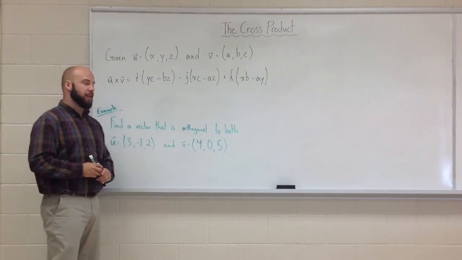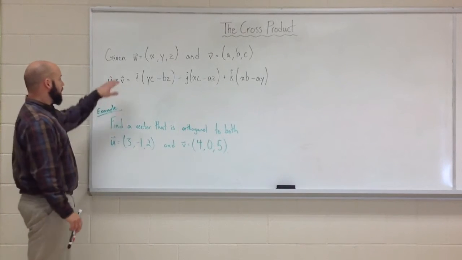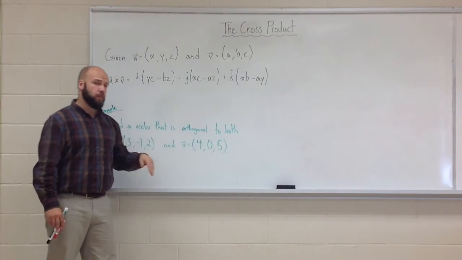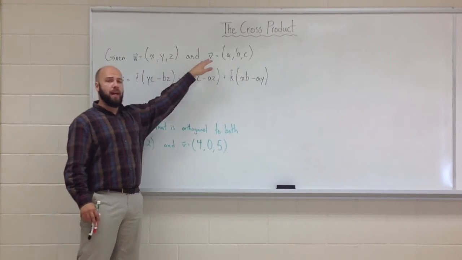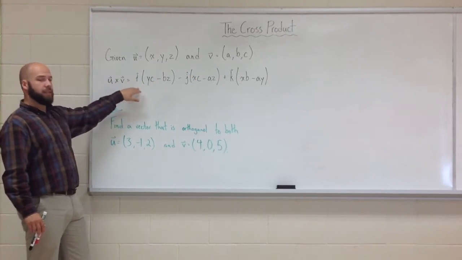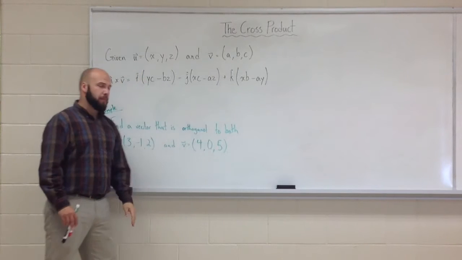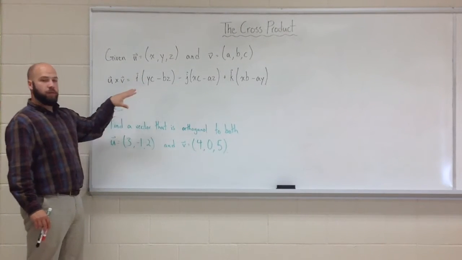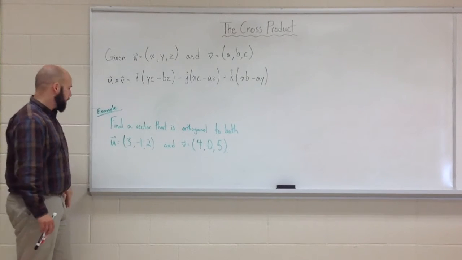Talk about the cross product. So you may have read the definition. Given the vector u and the vector v in 3 space, represented by x, y, z, and a, b, c, the cross product of u cross v is equal to this formula. Now you don't have to memorize that formula. I'm going to show you how you can use simple math to figure this out.